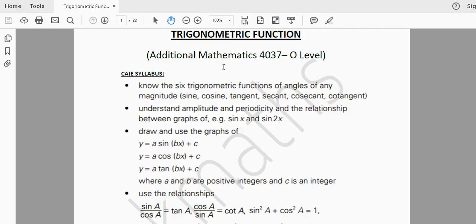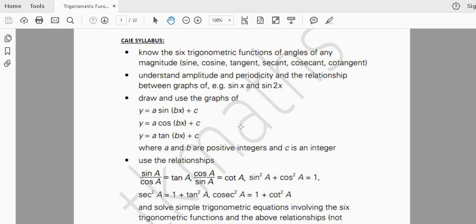So let's begin with the guideline. I will scroll through slowly. You can put the video on pause if you want to note down anything in between. So first of all, the syllabus of the CIE you should know. Rather than reading line by line, there are basically three things we have to cover in this topic.